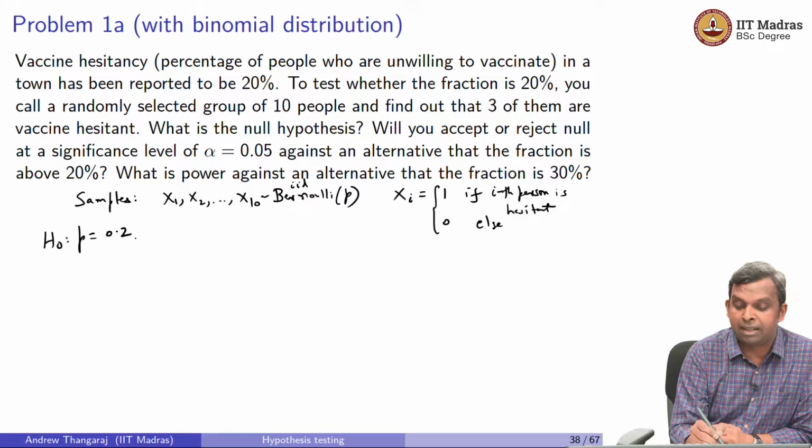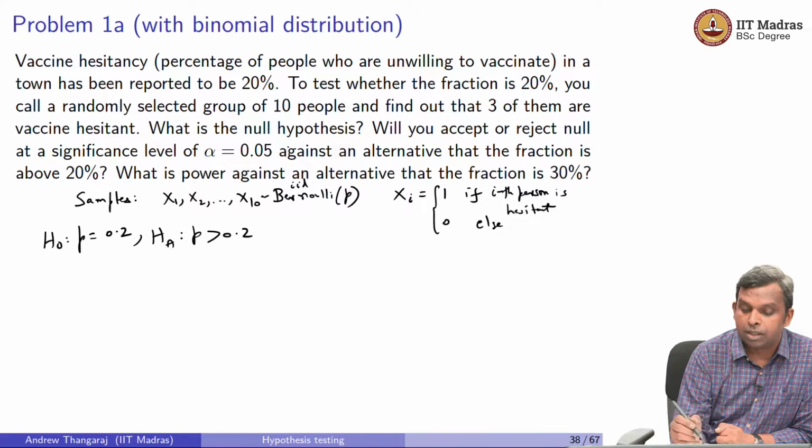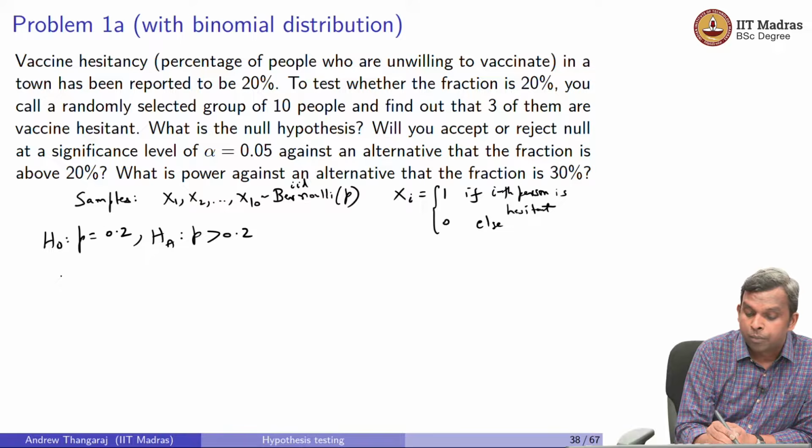Maybe somebody did a very large survey and they found p is 0.2, and your alternative is that you think it's above 0.2. It's going to be greater than 0.2. Okay, so your test was designed for that. So you're given a significance level and you have to figure out whether you will accept or reject. So let's go out and write it down.